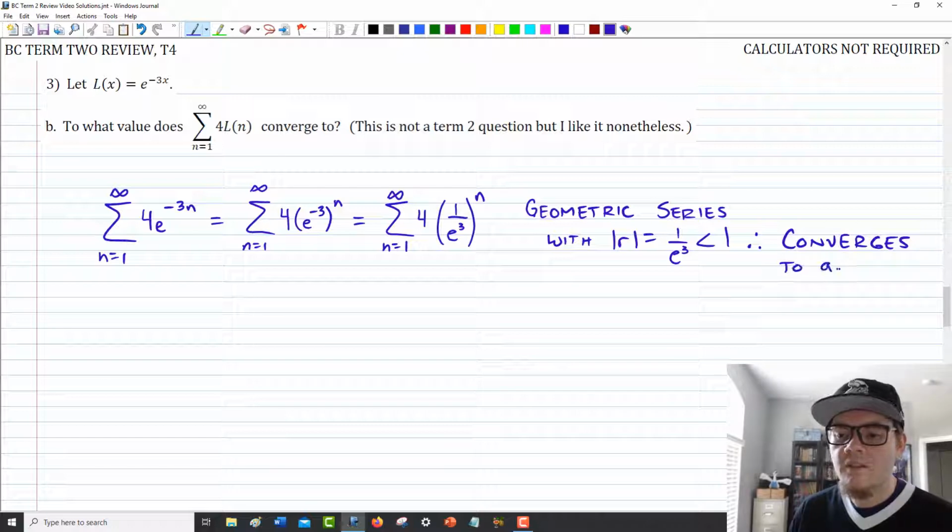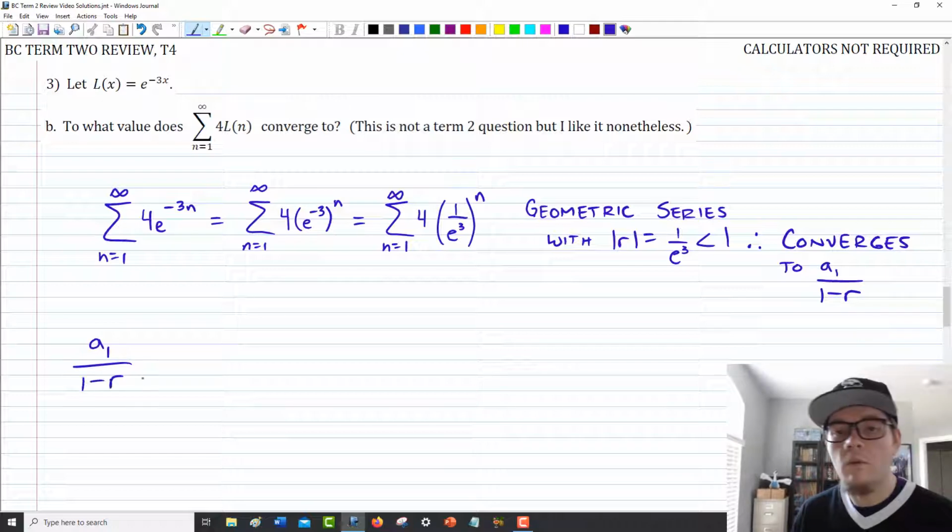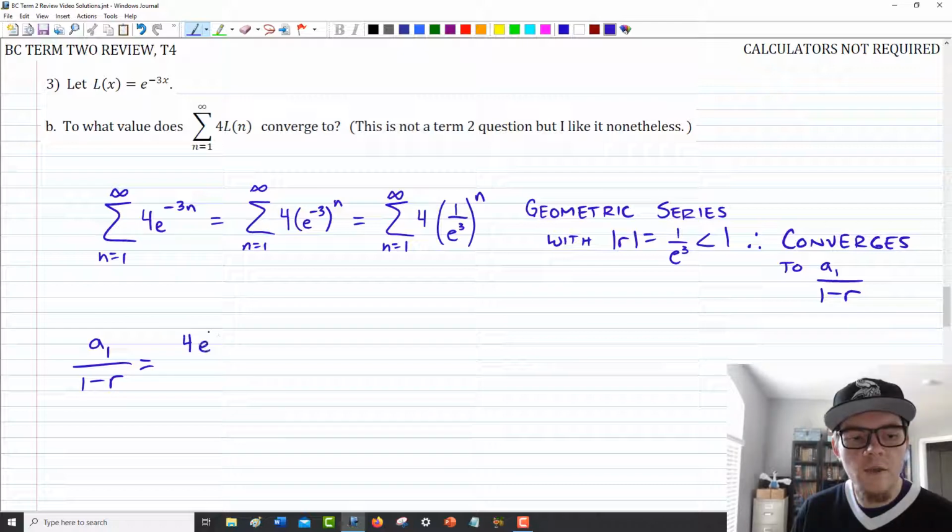Specifically though, remember, this series, being geometric, will converge to a sub 1 over 1 minus r. So our question now amounts to calculating a sub 1 over 1 minus r. In this particular problem, if we plug in 1 to get that leading term, we get 4e to the negative 3.